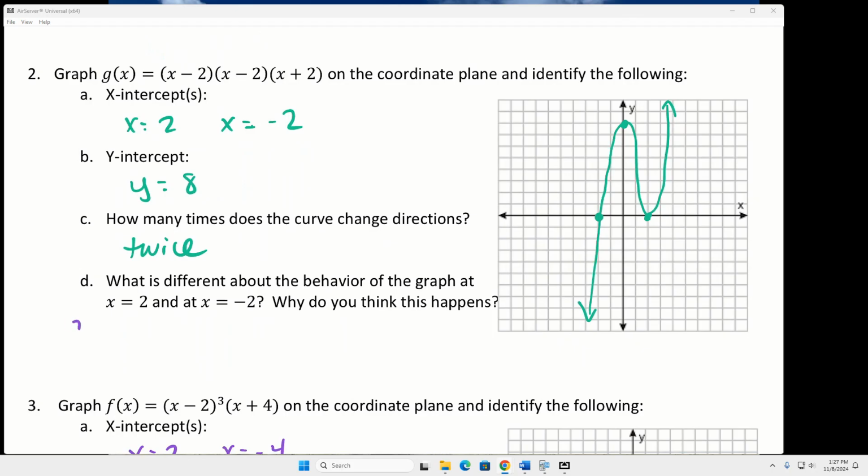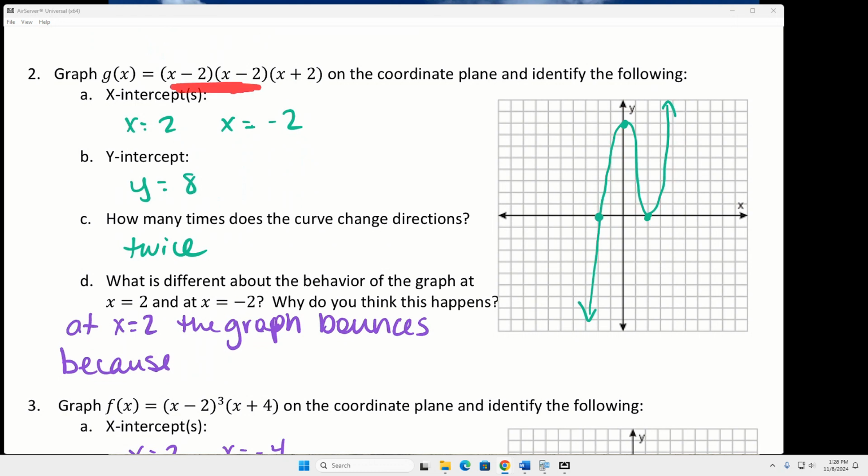So at 2, the graph bounces. The reason why is because of this repeated factor. Whenever you have a factor that appears more than one time, something different is going to happen at the axis. It's not just going to go straight through. It's going to do a little extra something. And it's because the factor x minus 2 repeats.